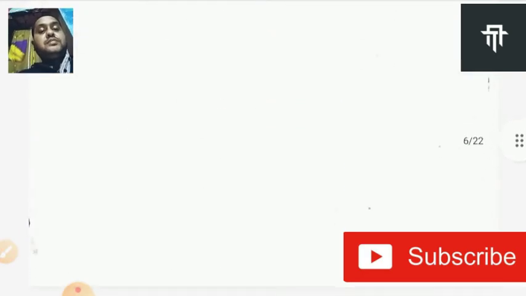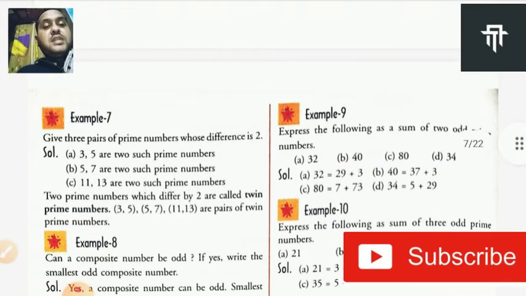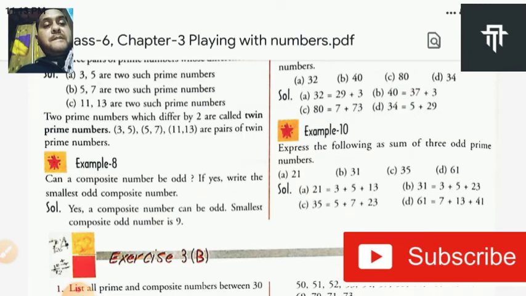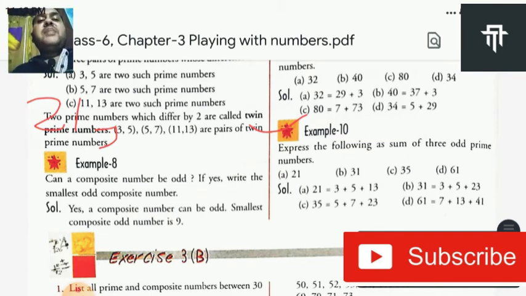Now the next important example is question number 10. Question number 10 is, express the following as the sum of three odd prime numbers. So how can we express 21 as the sum of three odd prime numbers?